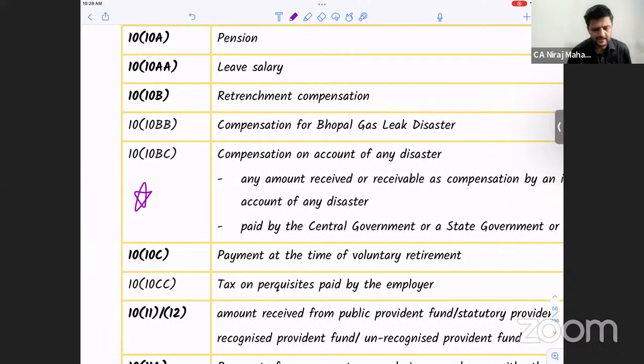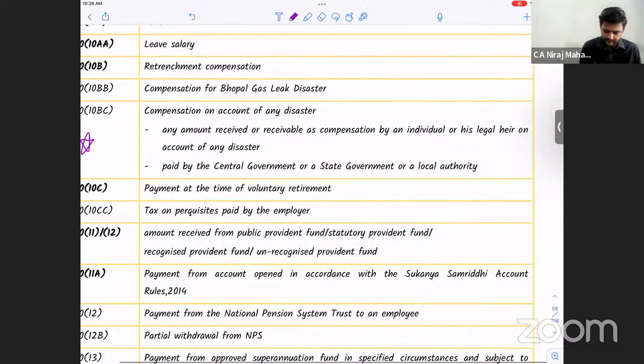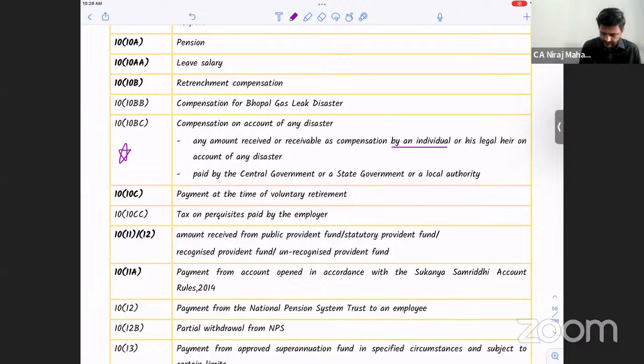Compensation on account of any disaster. Compensation is obviously given by government or some trust also at times. Any amount received or receivable as compensation by an individual or even their legal heir, in case of death of the individual, on account of any disaster. So it is not anything specific, any kind of disaster, but paid by what? Either CG or SG or local authority.